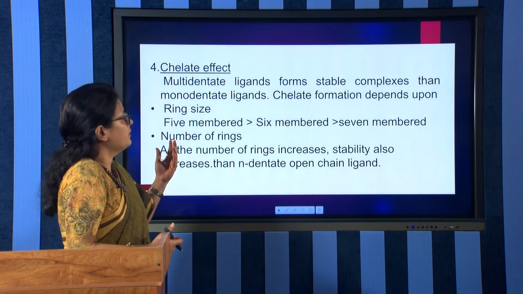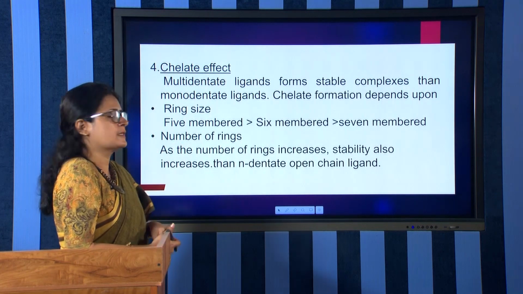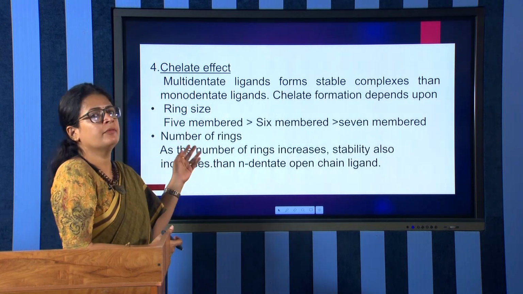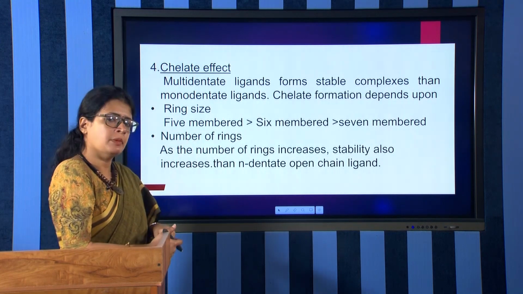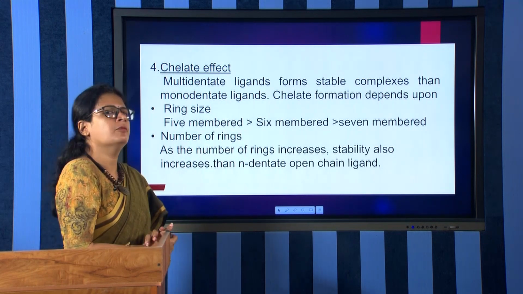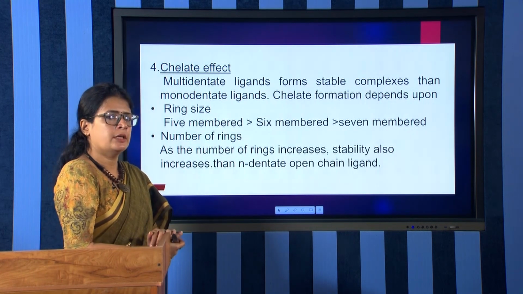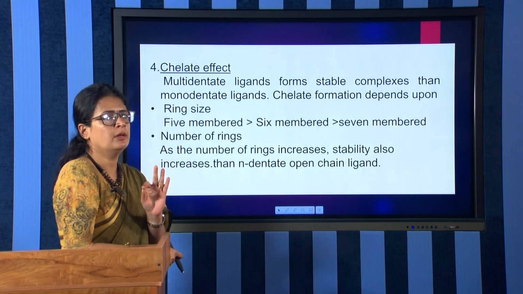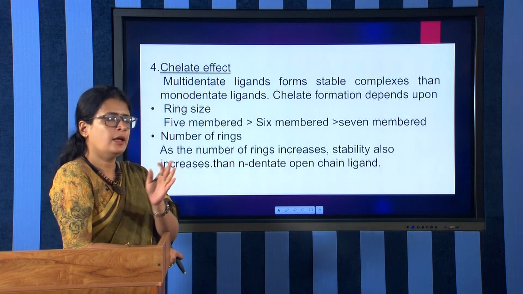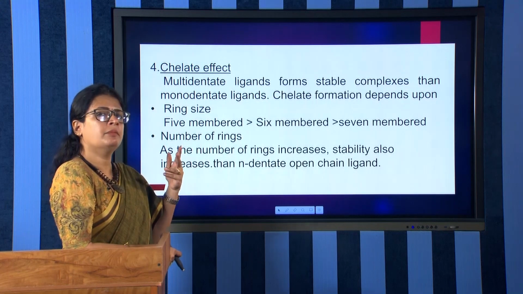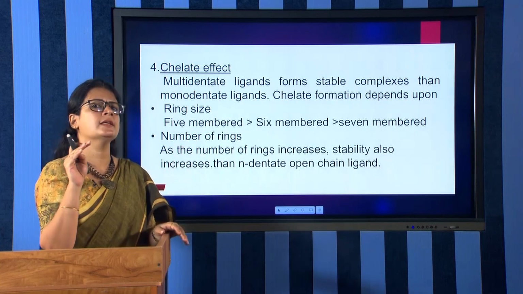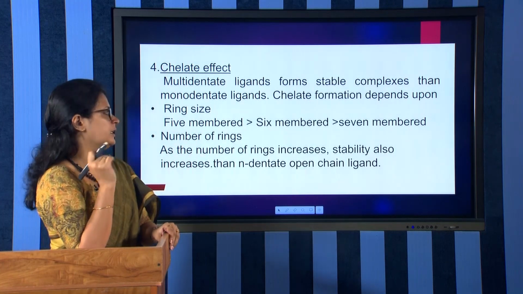And the chelate formation will depend upon the ring size. 5-membered rings will be very stable when compared to the 6-membered ring, and least stable will be the 7-membered ring. So, you have to keep in mind that 5-membered ring will be very stable compared to 6, and in the 7-membered ring the ring size is increasing. As the ring size increases, the stability is decreasing.